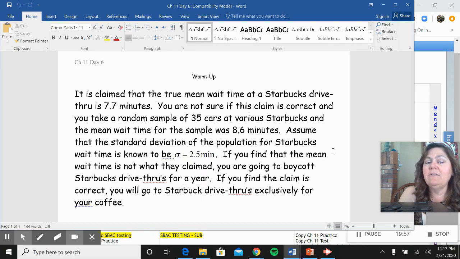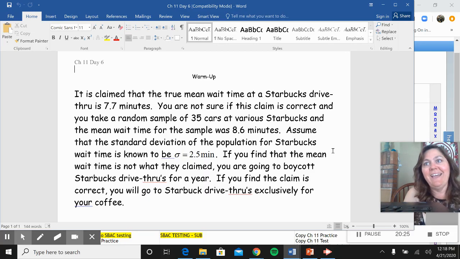So assume the standard deviation of the population for Starbucks is 2.5 minutes. If you find that mean wait time is not what they claimed, then you're going to boycott Starbucks drive-through for a year. Sorry, Abiha, she works there, and I don't know if anyone else does, but you're going to boycott Starbucks drive-through for a year. And right now, the drive-through is all we got. If you find the claim is correct, then you will go to the Starbucks drive-throughs exclusively for your coffee and nowhere else.